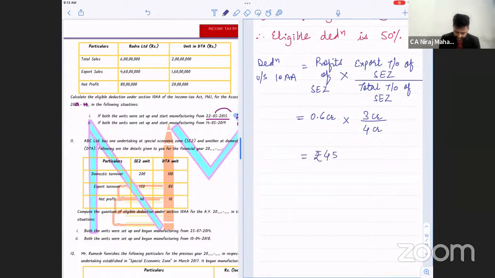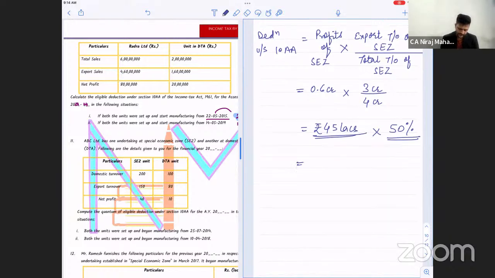So 3/4 of 60 is how much? Should I write now 45 lakhs? Okay, I think it is correct. But I won't get the entire 45 lakhs. Of that, I'll get 50%. Why? Because now we are in the next 5 years. Khushbu, tell me. Understood or no? Basically, over a period of 15 years, they are reducing the benefits. It is not the same for all 15 years. So rupees 22.5 lakhs is the deduction under section 10AA from the entire profits of the company. Right? Simple. Then we'll go ahead.